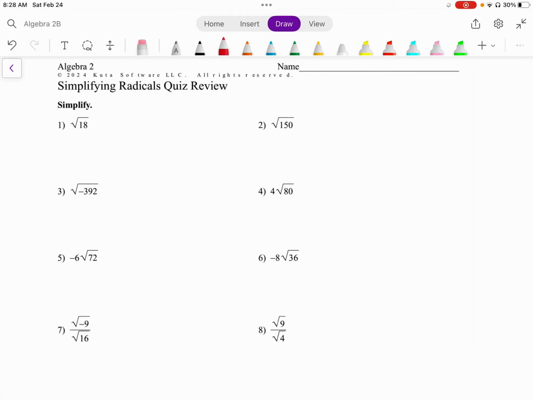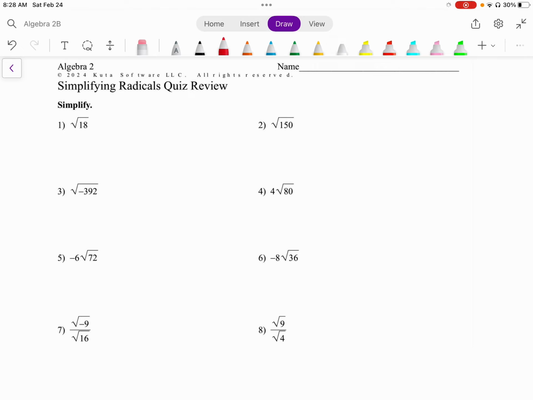Let's work through this quiz over simplifying radical expressions, and also there's going to be complex numbers on here. So in these first several questions, we'll be simplifying radicals. And remember, we have 3 rules for simplifying radicals.